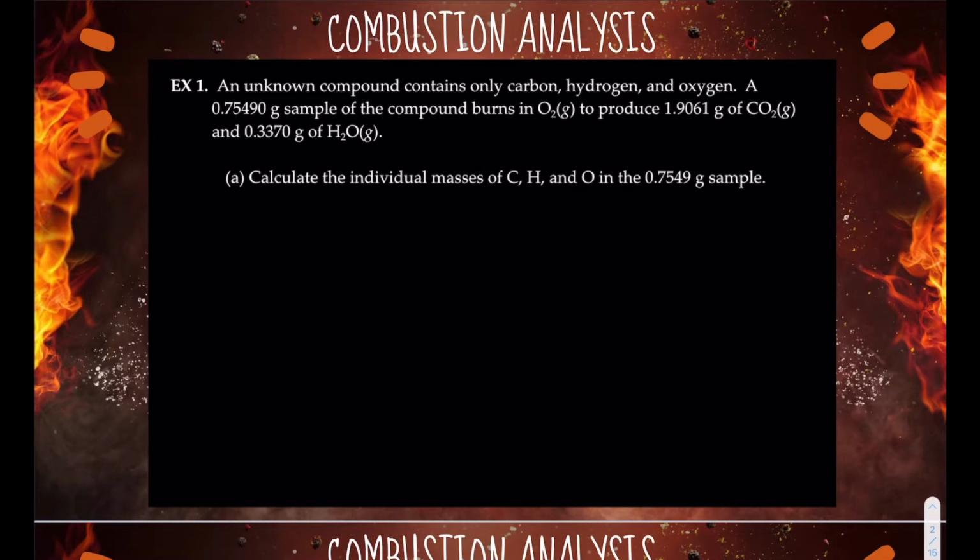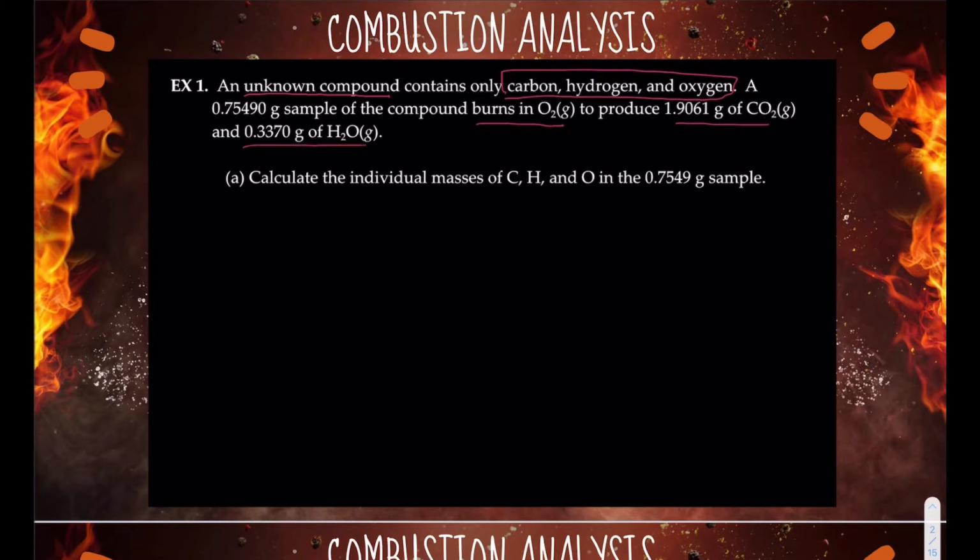Example 1 gives us an unknown compound containing carbon, hydrogen, and oxygen. So these are the 3 elements in our unknown compound. We're given a 0.75490 gram sample of the compound that burns in oxygen to produce 1.9061 grams of carbon dioxide and water, 0.3370 grams of water.